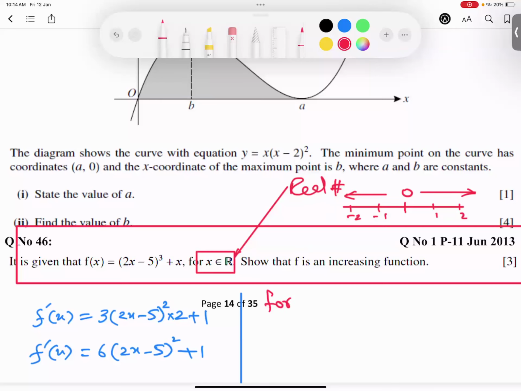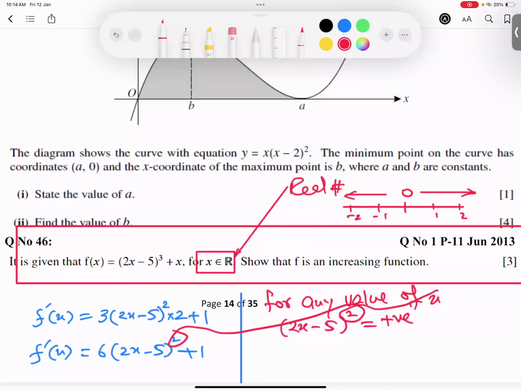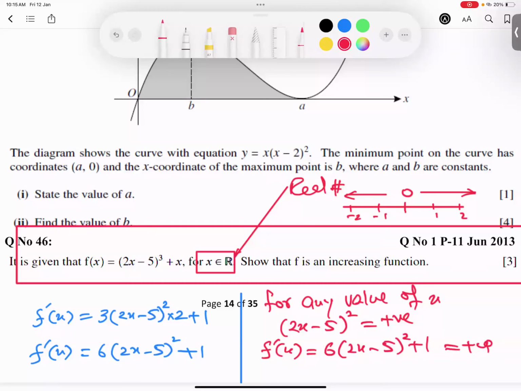So he's asking what the real number situation is now. You say for any value of x, which is a real number, right? 1, 2, 3, 4, 5, 7, even -1, -2, -3. So you know it well. For any value of x, (2x - 5) to the power 2 is equal to a positive answer. Due to the even power, this value will give us a positive number. And a positive number into 6 is a positive number, plus 1, again a positive number. So we can say that f dash of x is equal to 6 times (2x - 5) to the power 2 plus 1, which is positive. So the function is an increasing function. I hope the point is very, very clear.